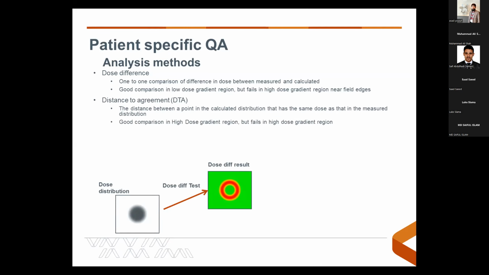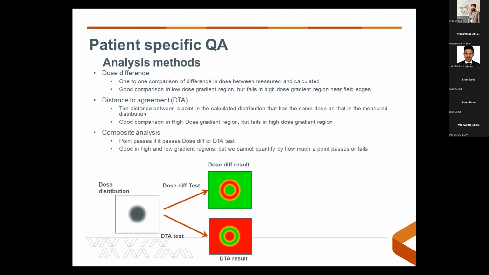Distance to agreement is the distance between a point in the calculated distribution and a point that has the same dose in the measured distribution. So it's a good comparison in high dose gradient regions, but it fails in low dose gradient regions, sorry, not high dose. That's a mistake in the slide. So for example, if we take this distribution, it will fail most places except in the gradient region there. A composite analysis is essentially if a point passes dose difference, or if a point passes DTA.